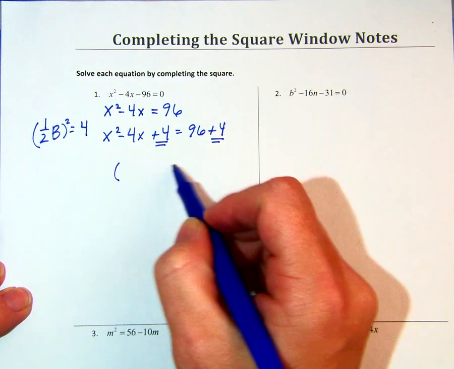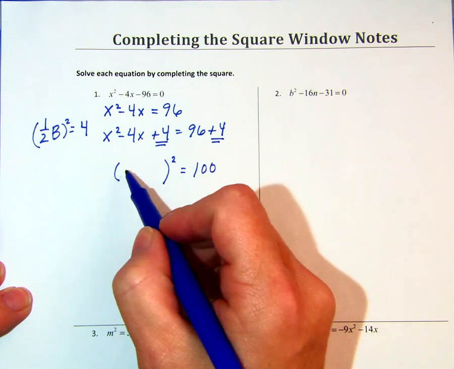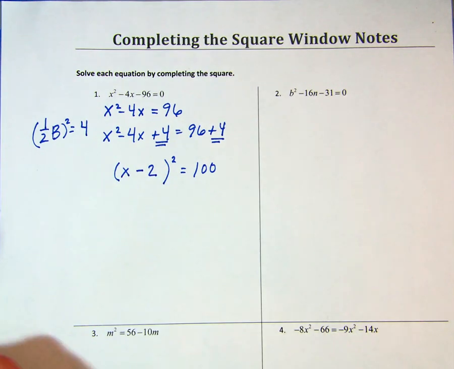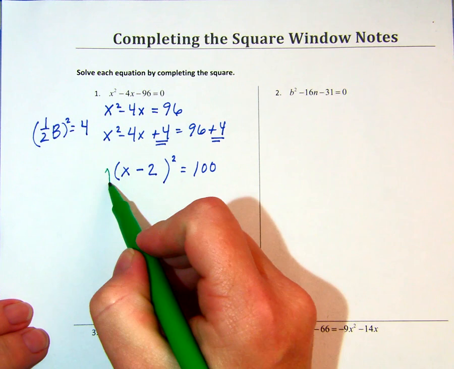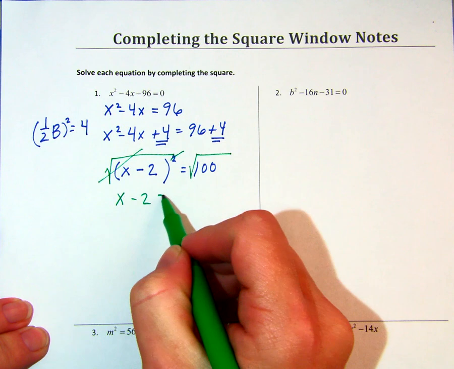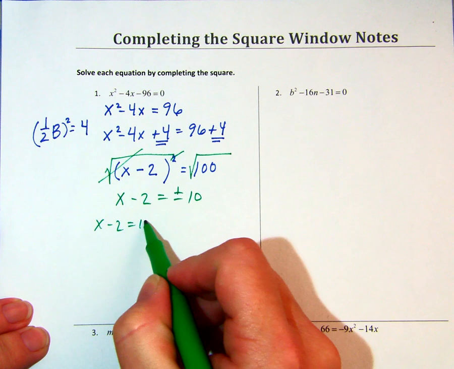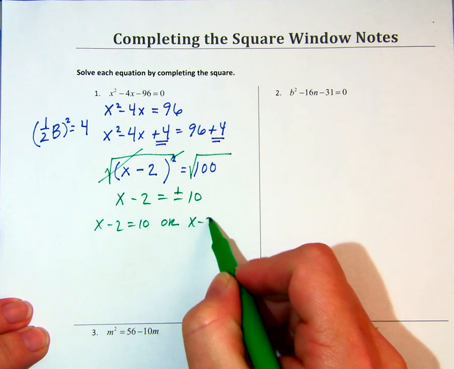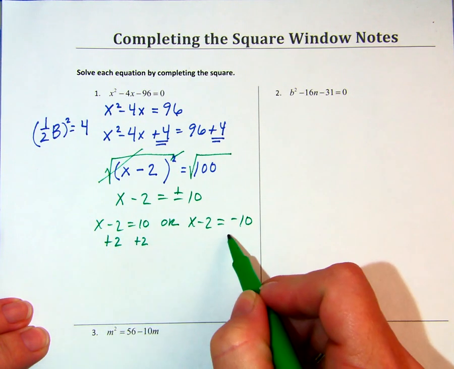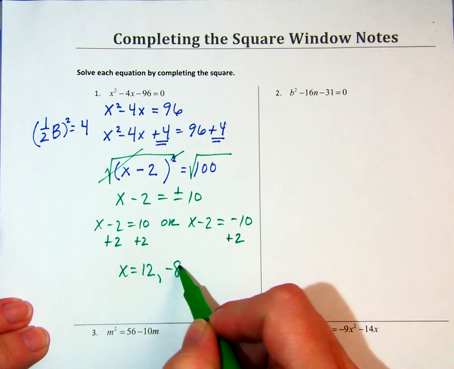So then I'm going to complete the square. This becomes x minus 2 squared. Take the square root of both sides. Those cancel. x minus 2 equals plus or minus 10. x minus 2 equals 10, or x minus 2 equals negative 10. Add 2 to both sides. x equals 12, or negative 8.